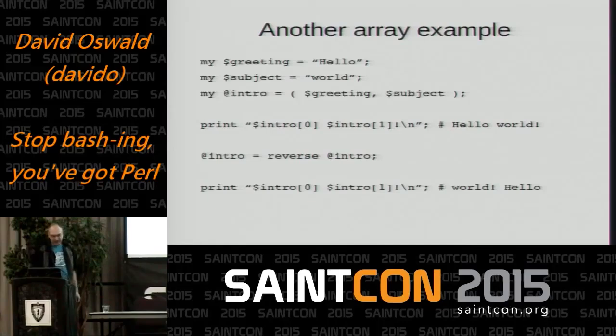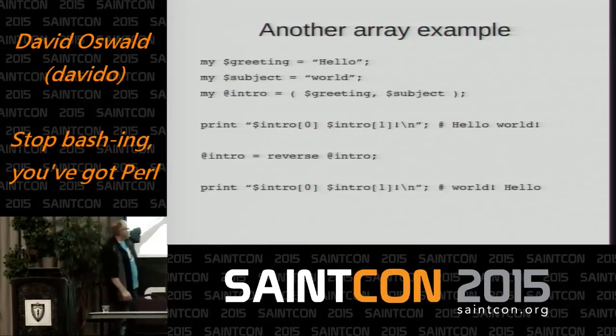Here's another array example where we're going to assign hello to greeting and world to subject, and then we're going to assign greeting and subject into intro, and intro now contains the words hello and world. You can reverse an array just by using the keyword reverse. So intro equals reverse intro. Well, what does it now contain? Instead of containing hello world, it'll contain world hello.